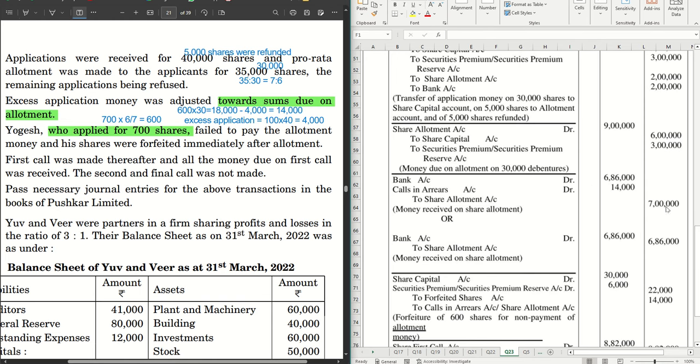So 7 lakh is the total money which is credited to share allotment account. Now, how 7 lakh? Total 30,000 shares are there. 30,000 into 30 rupees, that makes it 9 lakhs. Out of 9 lakhs, the 2 lakhs are already credited here because we have received that. That's why 7 lakh here. Now out of the 7 lakh, 14,000 we are not receiving from Yogesh. That goes as calls in arrears. And the remaining 6 lakhs 86,000 is debited to bank account.